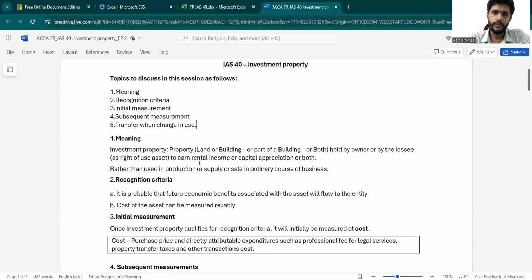See, and also there is a catch that you need to keep in mind. This property is not used by the business for the production or supply of goods or services in their ordinary course of business. See, below you can see, rather than being used in production or supply or sale in the ordinary course of business. So other than this category of property, which are land and building, we are categorizing it as investment property. And also the standard provides a different method of recognizing this. So we should not categorize this in the IAS 16 category.